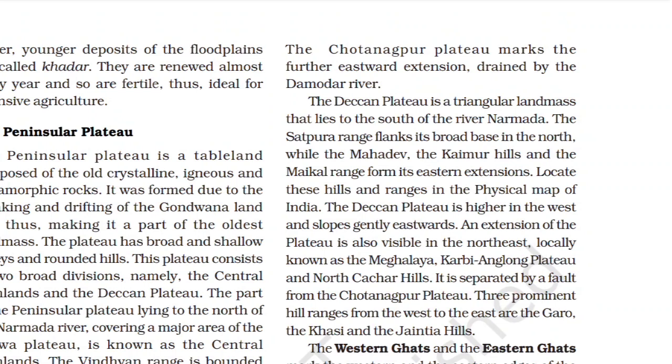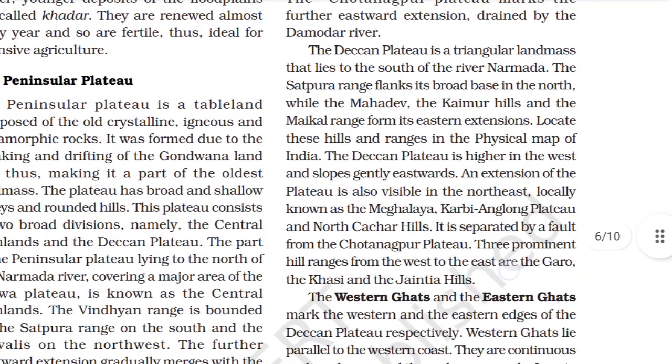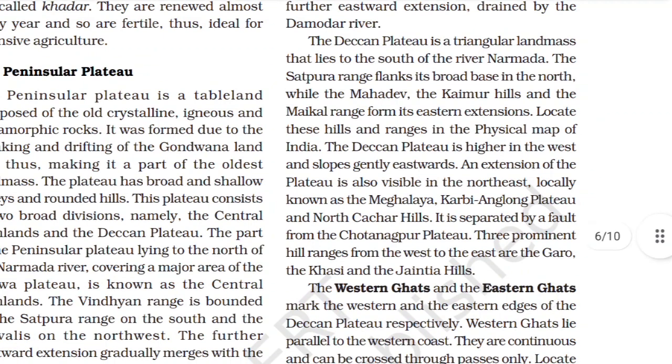The Satpura Range flanks its broad base in the north, while the Mahadev, the Kaimur Hills, and the Maikal Hills form the eastern extensions. The Deccan Plateau is higher in the west and slopes generally eastwards. The extension of the plateau is also visible in the northeast, locally known as the Meghalaya, Karbi Anglong Plateau, and the North Cachar Hills. It is separated by a fault from the Chotanagpur Plateau. Three prominent hills from the west to the east are the Garo, the Khasi, and the Jaintia Hills.